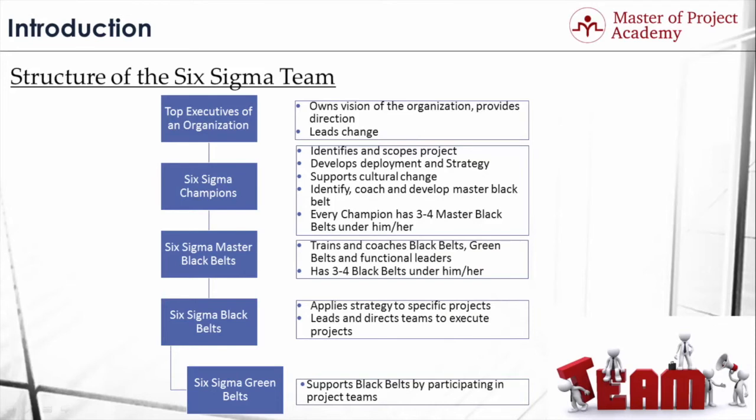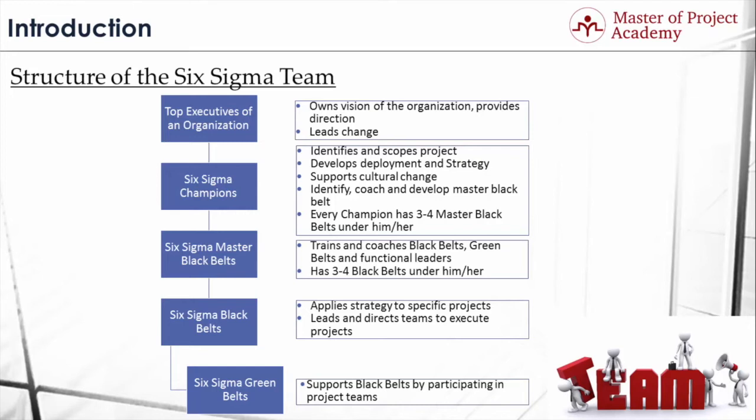Structure of the Six Sigma team. Let's have a look at the structure of a Six Sigma team. We would also try to understand their scope of duties in brief. Top executives of an organization, or the leadership council, consist of leaders in the business. These people lead change initiatives across the organization. This group plans and executes the Six Sigma implementation plan.